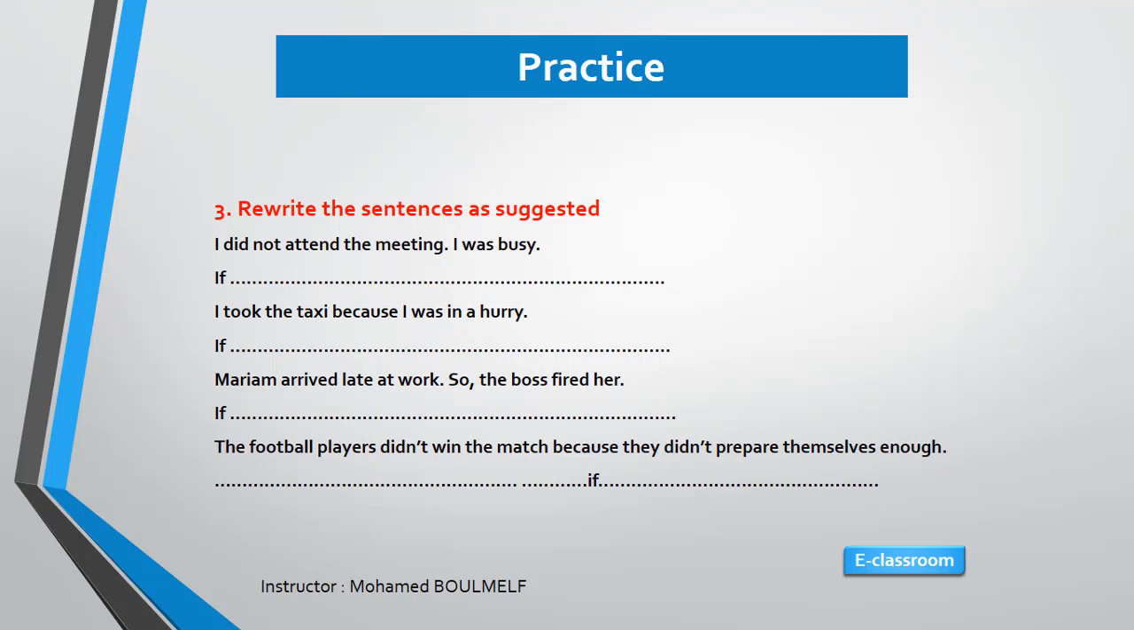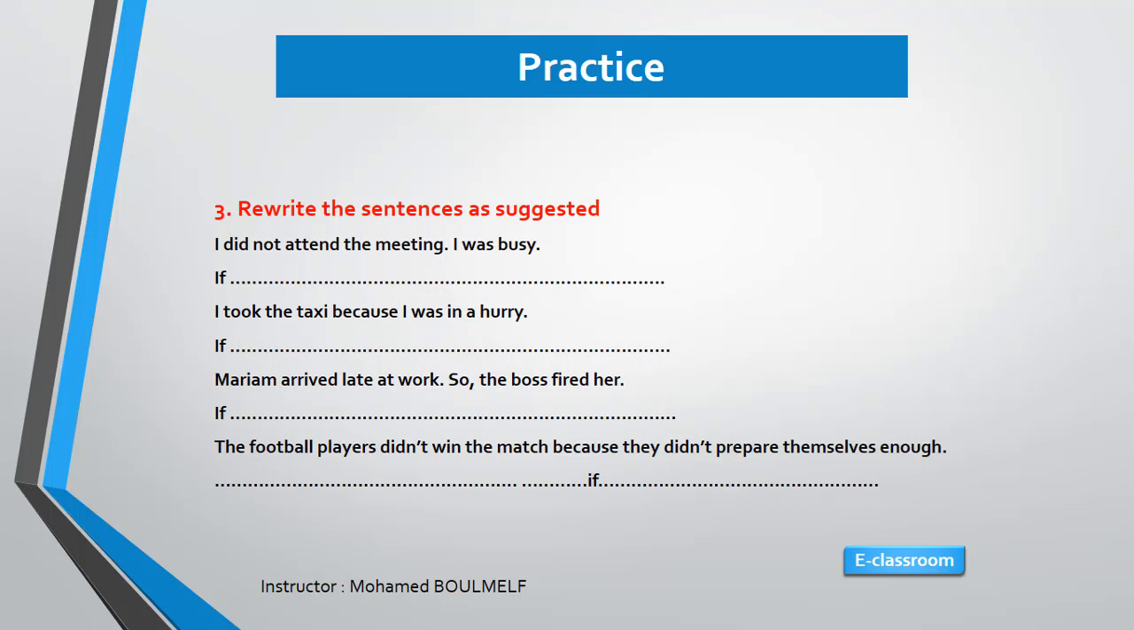Let's go for correction, guys. Alright, number 1. I did not attend the meeting, I was busy. So where is the cause sentence, guys, here? The cause sentence is number 2. I was busy. So we are going to start with this one.